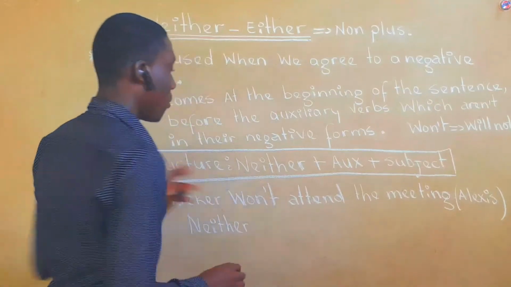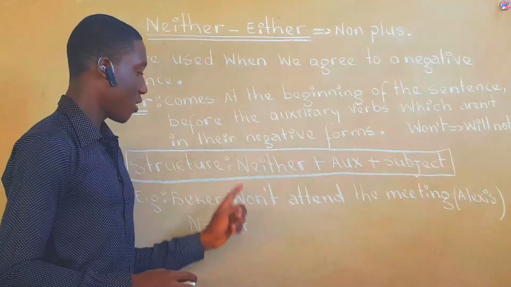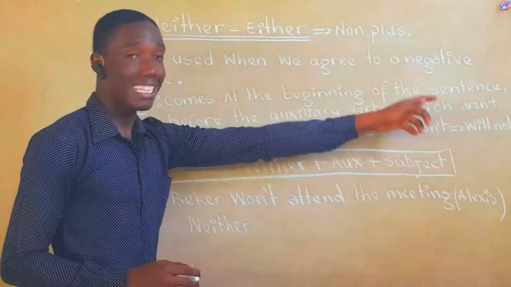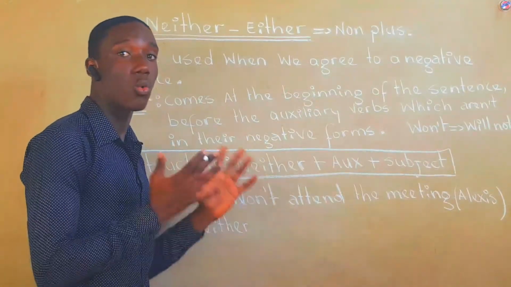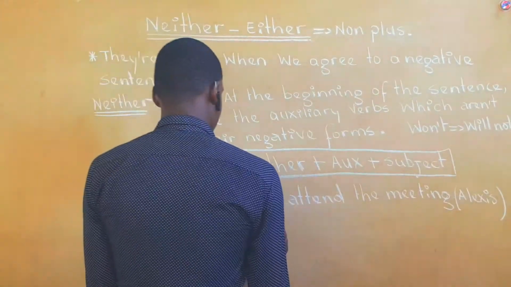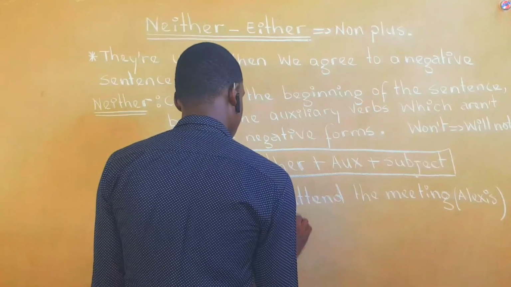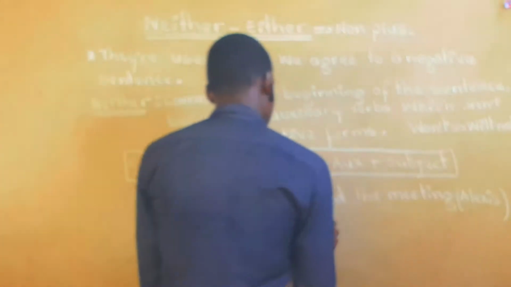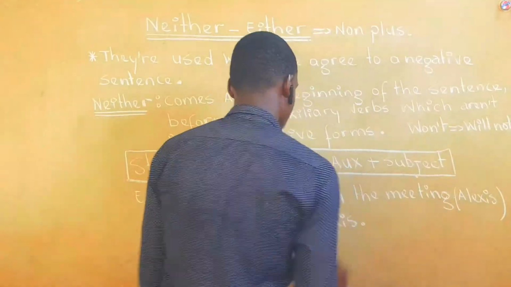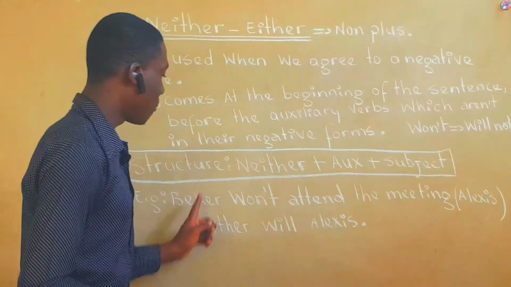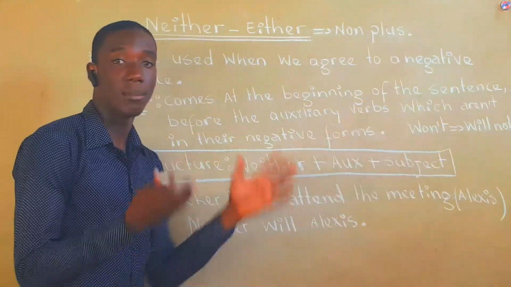The structure says neither plus the auxiliary will not, as won't is will, neither will Alexis. Baker won't attend the meeting. Neither will Alexis.